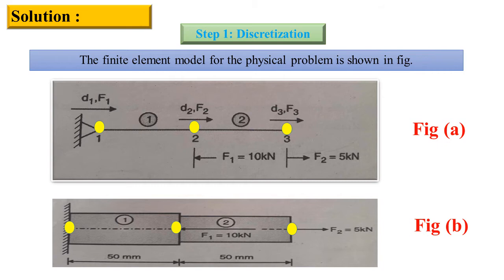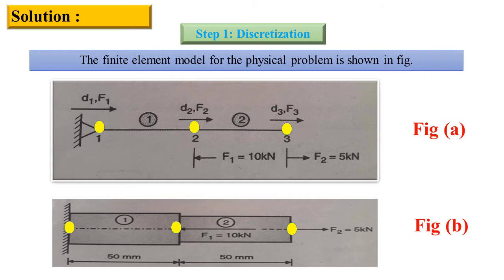First element lies between node number 1 and node number 2. Second element, again represented in the form of a link, lies between second and third node. Then at node 2, F1 is applied with magnitude of 10 kilonewton. Its direction is towards left hand side. At node 3, F2 of magnitude 5 kilonewton is applied. Its direction is toward right hand side, and as we can see, at node 1 it is fixed, so that fixed support is indicated.